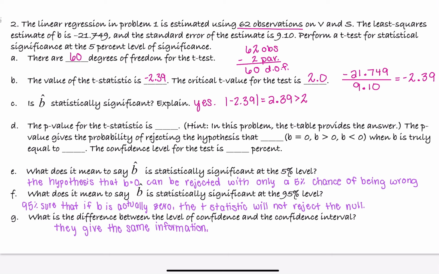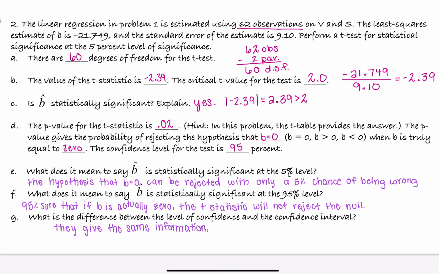The p-value for the t-statistic is 0.02, which comes from your table. The p-value gives the probability of rejecting the hypothesis that B equals 0 when B is actually truly equal to 0. The confidence level for this test is 95%.